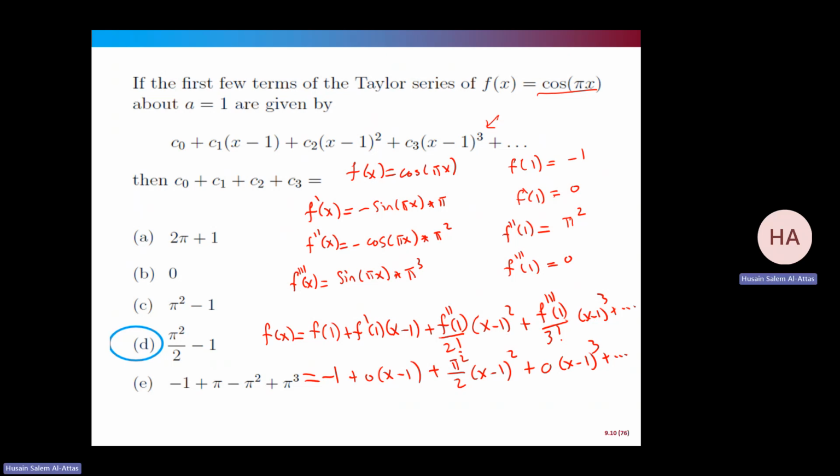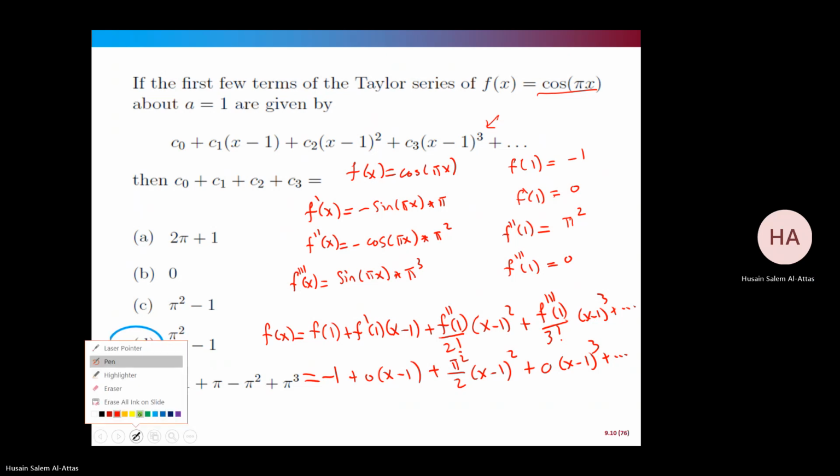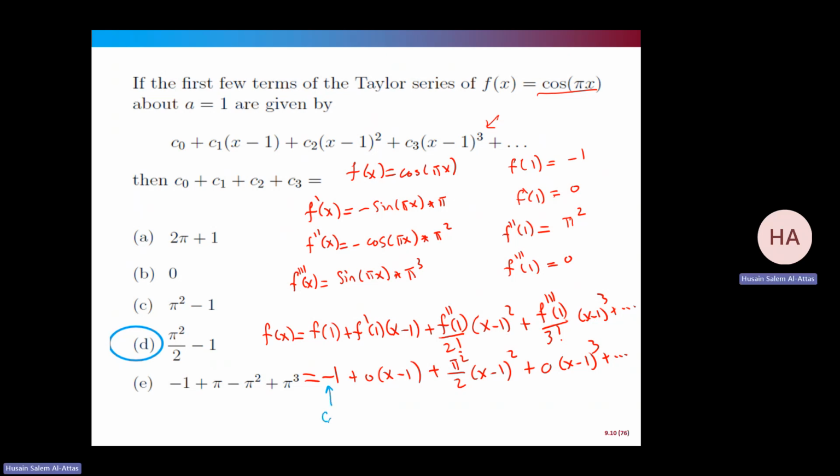Okay. That means what? This is C0. This is C1. This is C2. This is C3. What you want is the sum of these C's. That gives me what? Pi square over 2 minus 1. This is 0, 0 gone. So this is my answer.